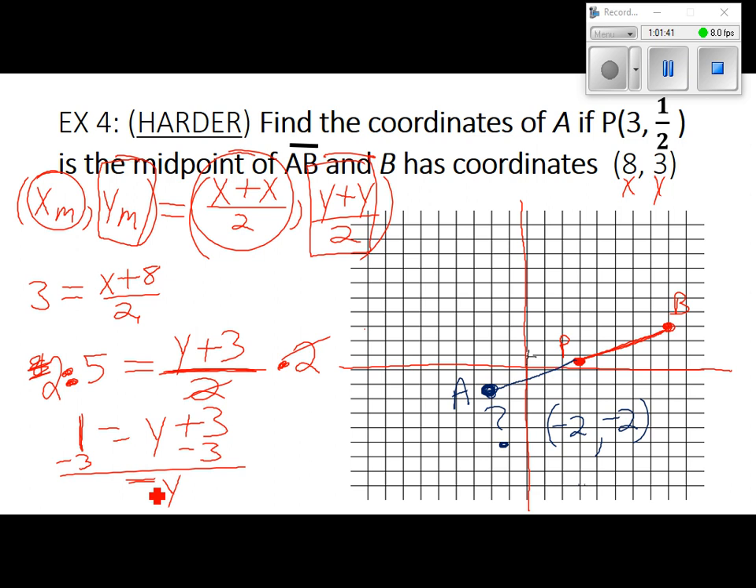Sorry, my pen quit working. Make that equal sign there. Okay. Y equals negative 2. Can everybody read that sort of? Yeah.